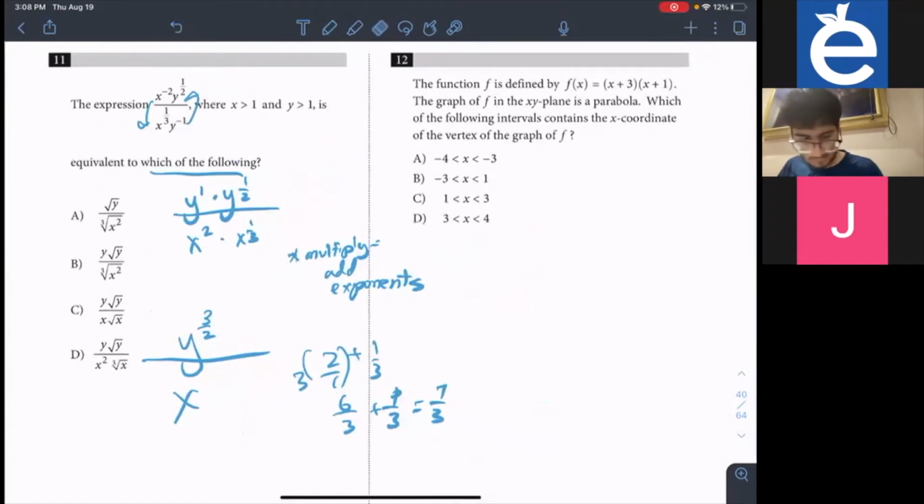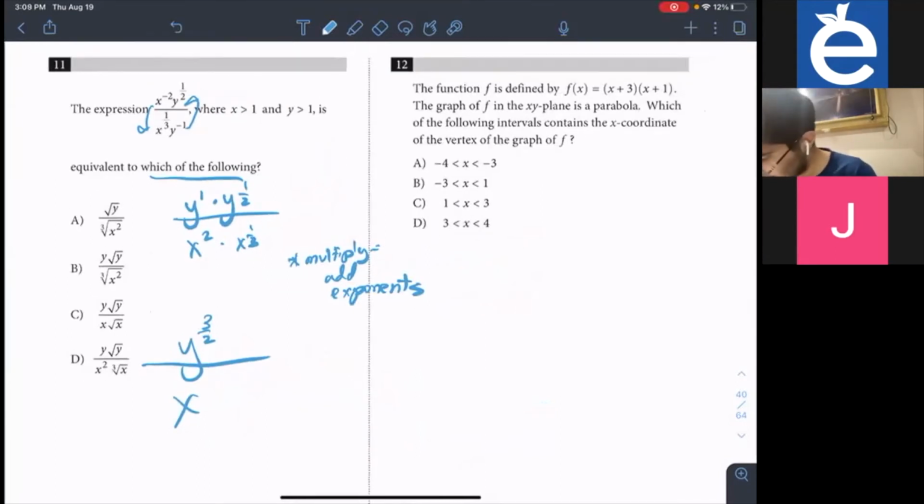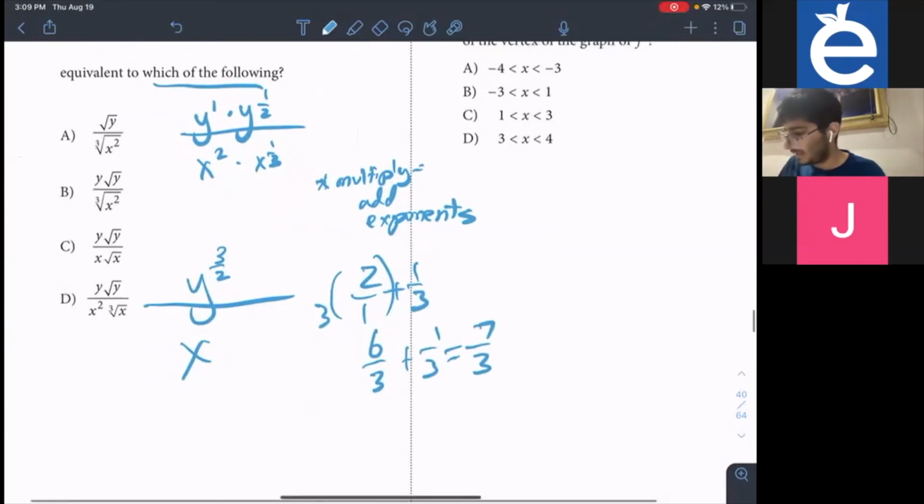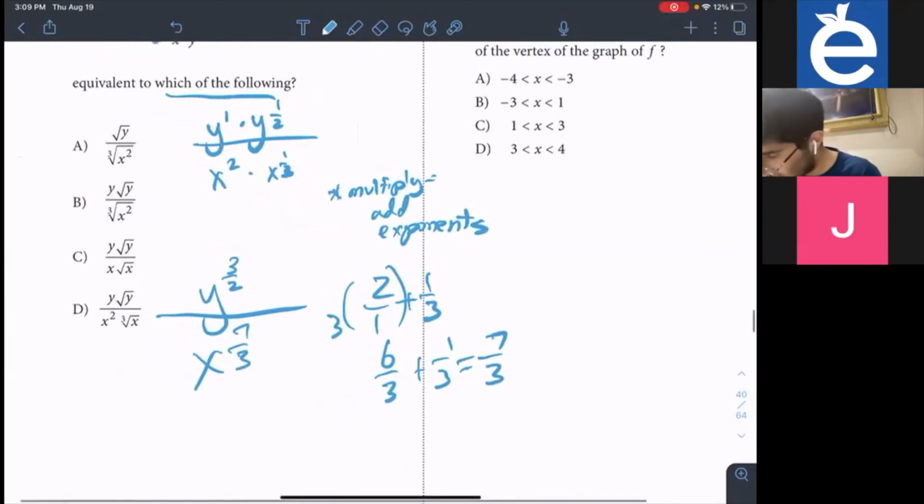Wait, what am I doing? No, wait. Yeah. 2/1 plus 1/3. Multiply it, you get 6/3 plus 1/3. You get 7/3. Okay, and then you get 7/3. So y is raised to the 3/2, or 1 and 1/2, and then x is raised to 7/3.